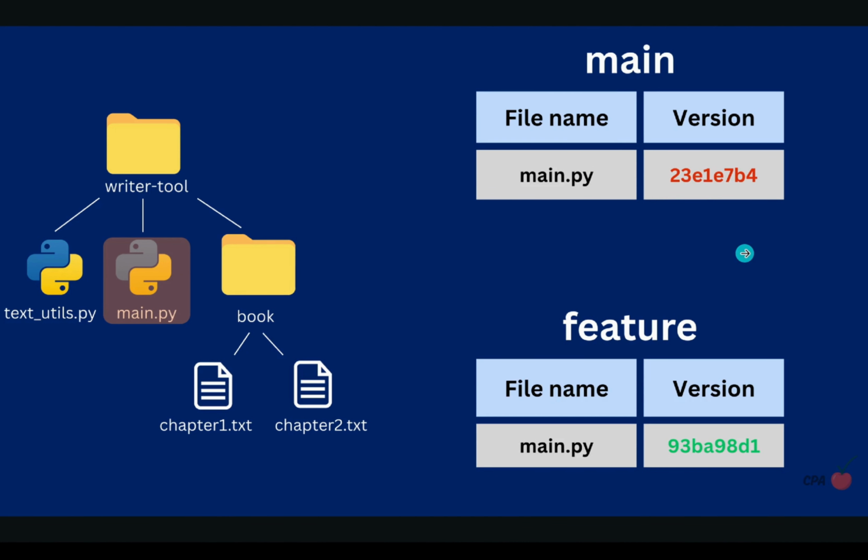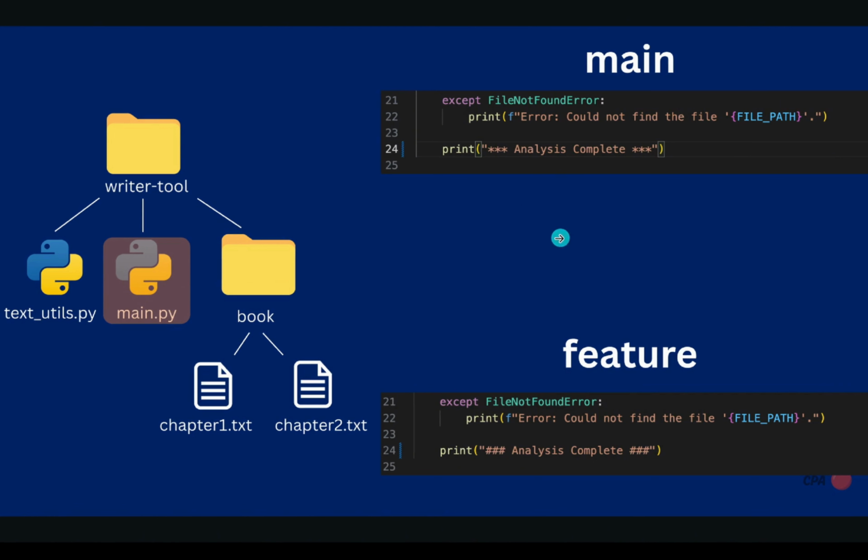Now because we have two different versions, Git doesn't know which version to choose, so it tries to go one step further and look into the content of these two versions itself. So in case both of the branches have changed different parts of the file, Git will create a new file and it will keep both of the changes from the main and the feature branch.